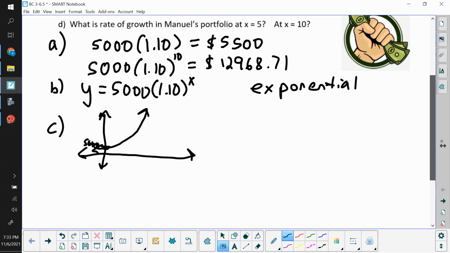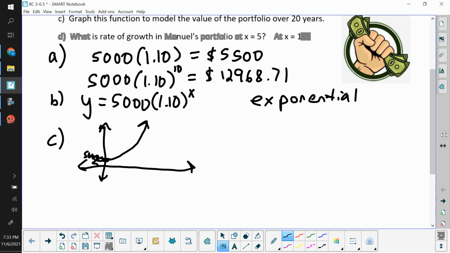Now for D, what is the rate of growth at those specific x values? Well, rate, we want to think slope. If it's at a single point, we want to think slope of a tangent line. Well, right now, we don't know how to do the derivative of exponential functions. Hopefully by the end of this video, you will be able to. But right now, we don't.